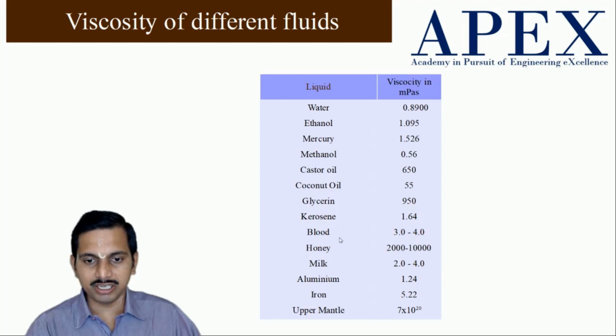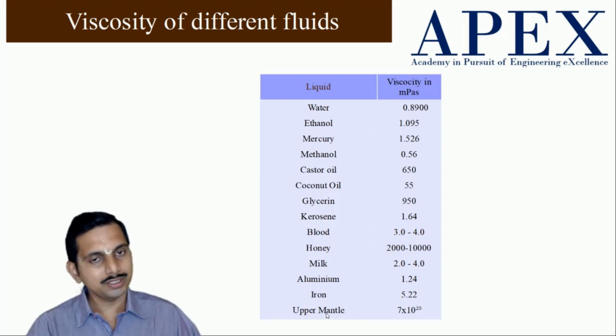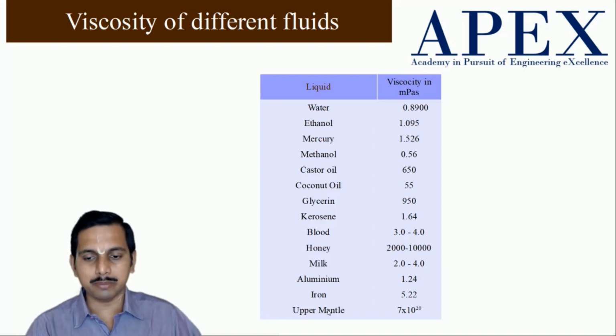Glycerine is 950, kerosene 1.94. For blood, the viscosity doesn't remain the same, it varies according to the rate of shear strain which is put on it. We will see that later when we see the different types of fluids based on viscosity. Honey also varies from 2000 to 10,000. Milk 2 to 4. Molten aluminium is of the order of 1.24. Iron is 5.22, above its melting point.